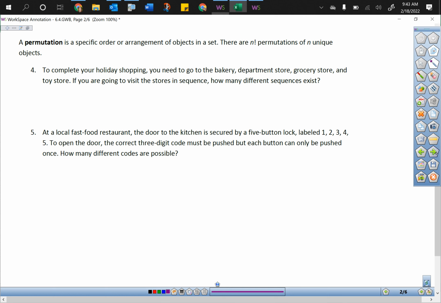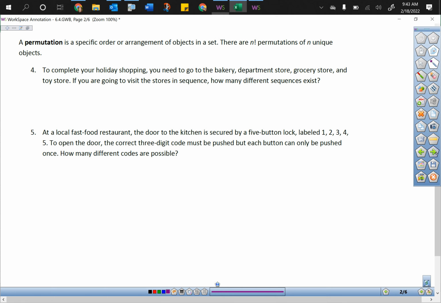Okay? So how many options do you have to visit your first store? 4. So let's say you go to the bakery first. How many options do you have for your second store? 3. Then let's say you go to the department store. How many options do you have for your third store? 2. And then you go to the grocery store and you only have 1 option left, right? That means order matters, okay? Order matters here. It needs to be in a specific order.